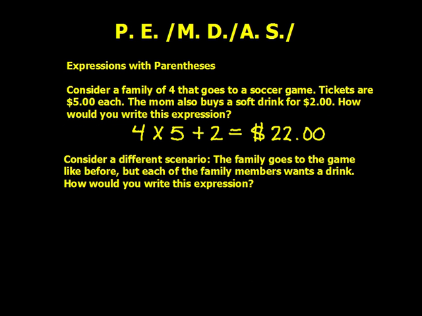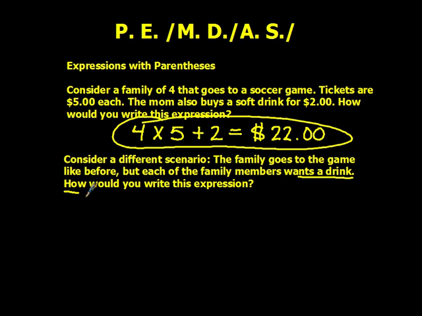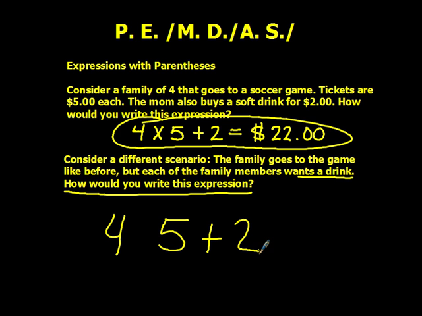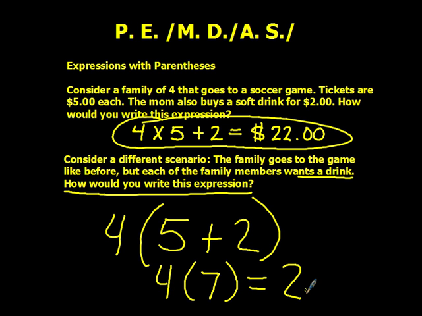However, if we revise this scenario a little bit, and we'll take our original problem here, $22, and we'll change the scenario just a little bit. The family goes to the game like before, but each of the family members wants to buy a drink this time. How would you write this expression? So we still have 4 family members. Tickets are $5 a piece, and everybody this time wants to buy a drink. So in this case, we put this in parentheses, and we complete what's in parentheses first. So each person is going to be spending $7 times 4, and 4 times 7 equals 28.